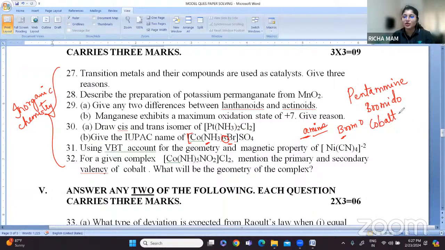Then cobalt. What is the complex charge? The charge on cobalt is 3, and outside is the sulfate. Then comes sulfate. So this is the way of writing the name: pentaamminebromidocobalt(III) sulfate. Understood? This is the way you have to name it. Is it clear? Any doubts?